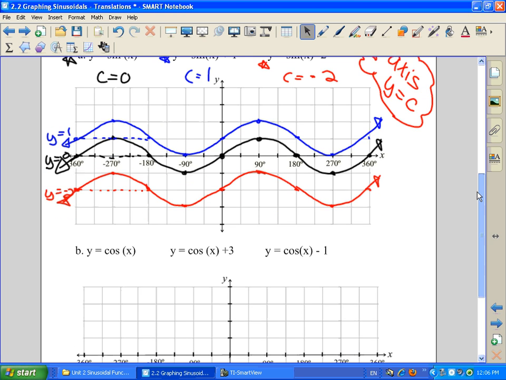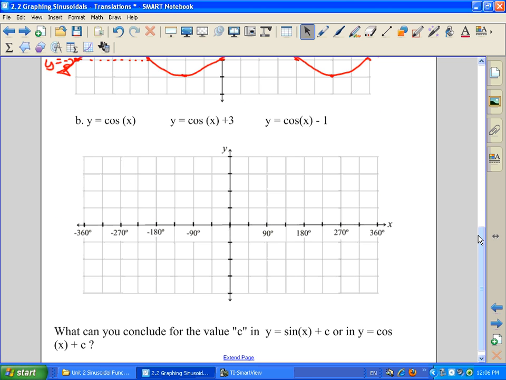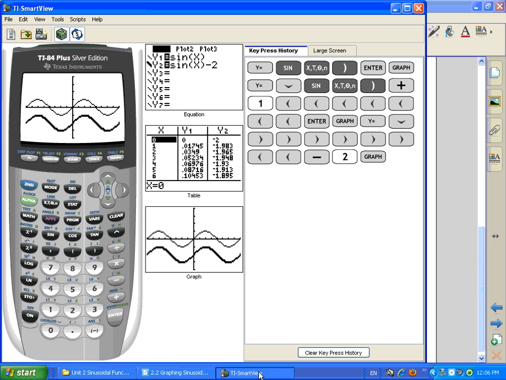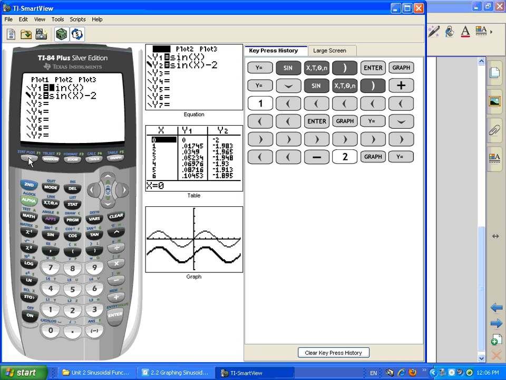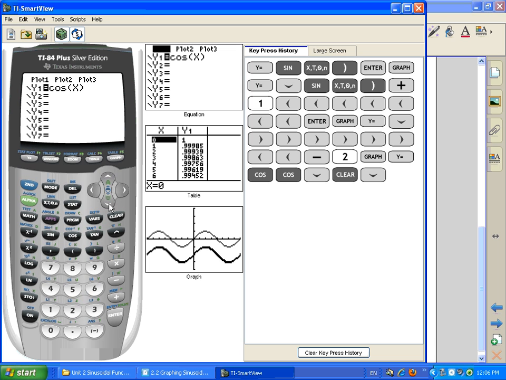So again, guys, we're now going to take a look at example B. We're going to go to our graphing calculator, go to y equals. We're going to change sine x to cos x. Okay, and I'm just going to delete my second one for now. So let's take a look at that graph, folks, when we graph it.